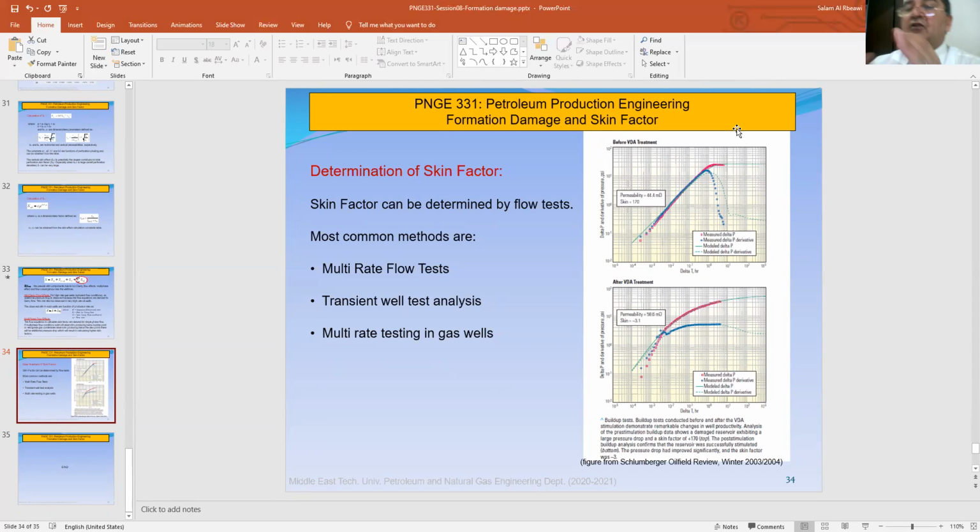I do not need to go into the analytical models for the calculation of skin factor now, but you will have more details for calculating the skin factor and the pressure drop caused by skin factor using well test analysis. Fatih, are you taking this one with me? Yes, Hojam. Okay, good.